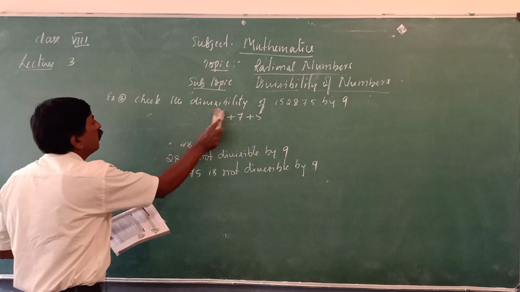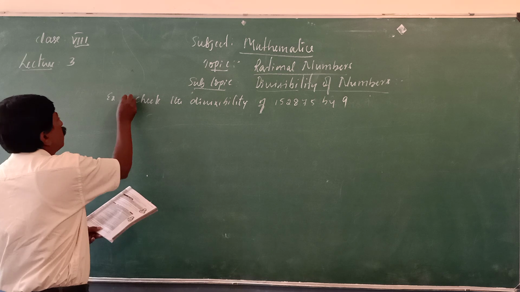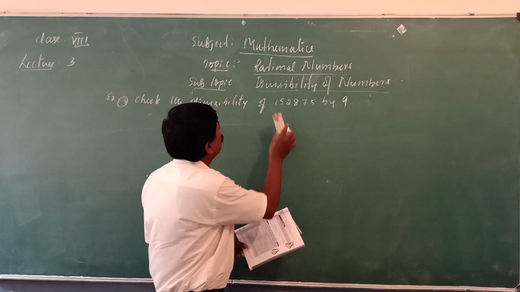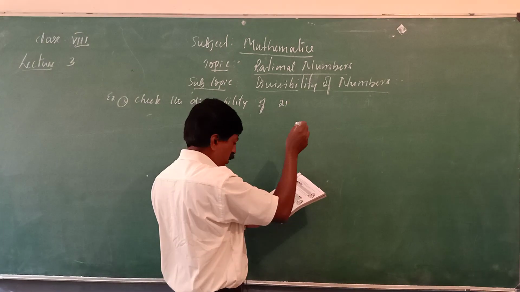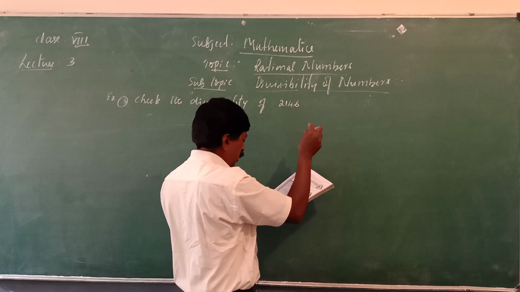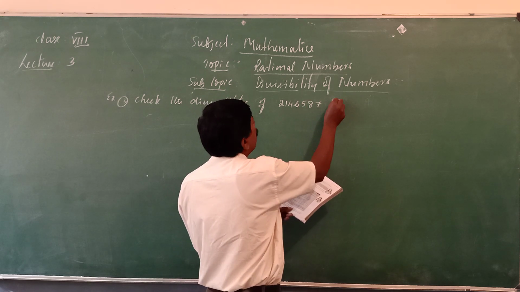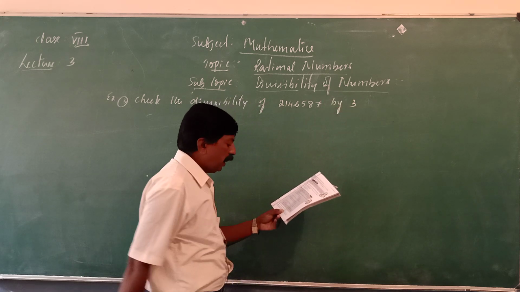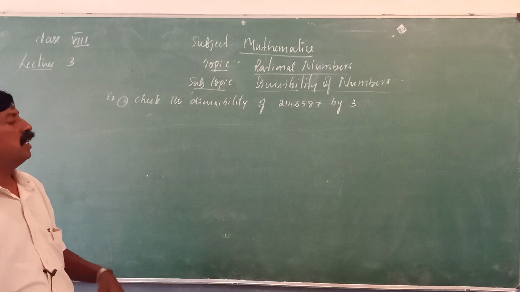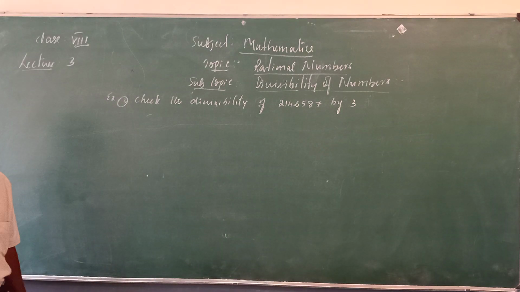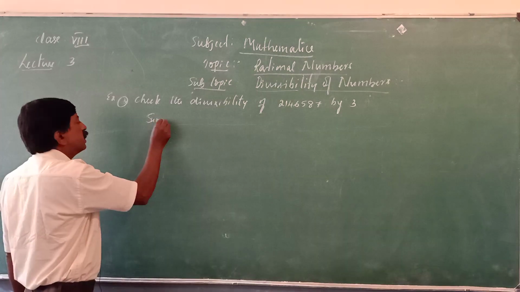Yes, and the third one. Check the divisibility of 2 1 4 6 5 8 7 by 3. Check the divisibility by 3 of 2146587. What is the first step? Yes, we have to add the digits. It means you find its sum.